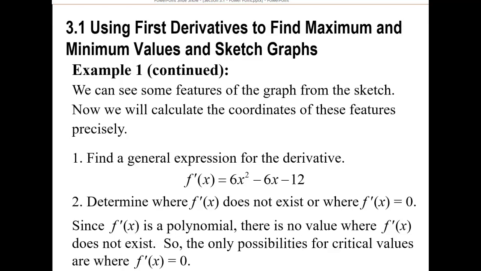Now, since f prime is a polynomial, meaning that all the powers are positive integer exponents, there's no value where this doesn't exist. In other words, there's no x that I could plug in to give me an undefined result. So there's no possibility of f prime not existing. So there's only possibilities for critical values where it's going to equal 0.